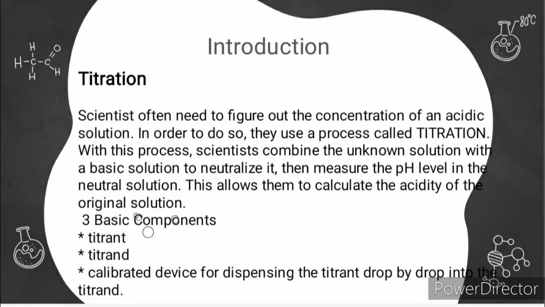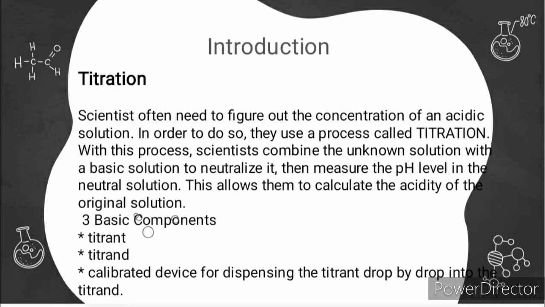Titration. Scientists often need to figure out the concentration of an acidic solution. In order to do so, they use a process called titration. With this process, scientists combine the unknown solution with a basic solution to neutralize it, then measure the pH level in the neutral solution. This allows them to calculate the acidity of the original solution.